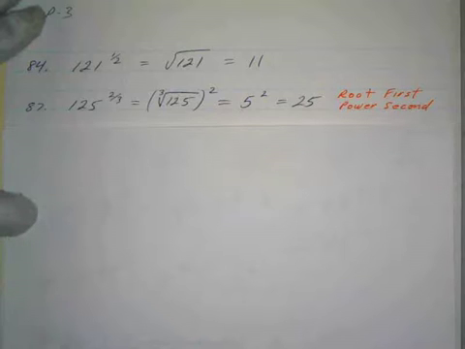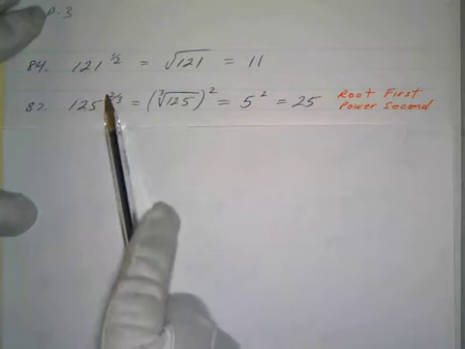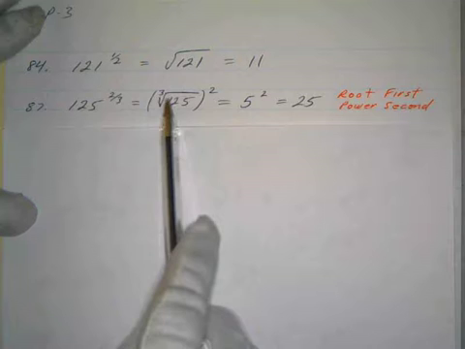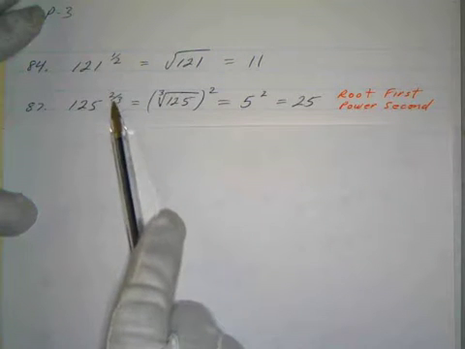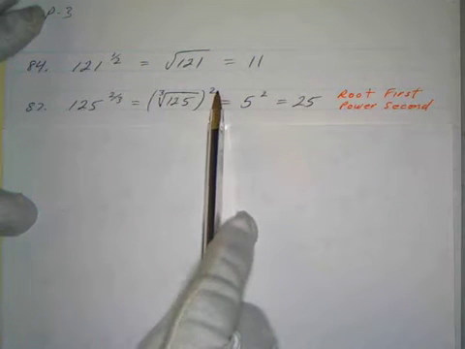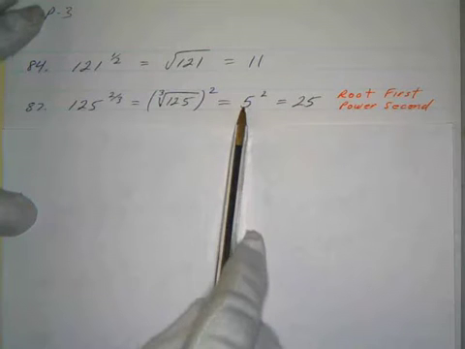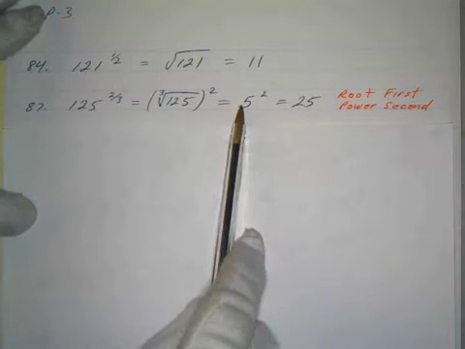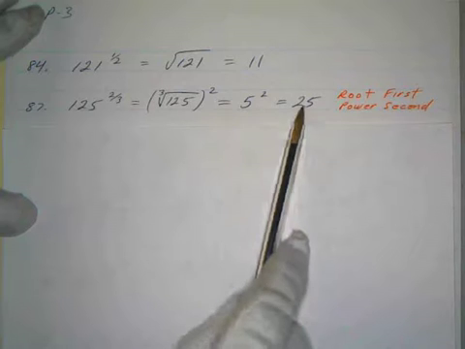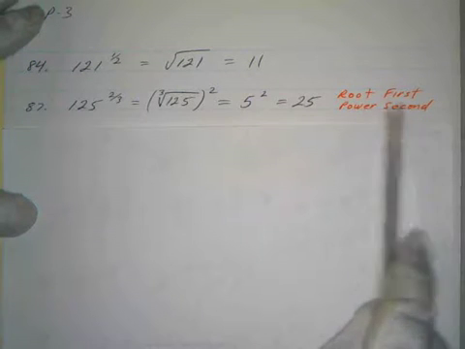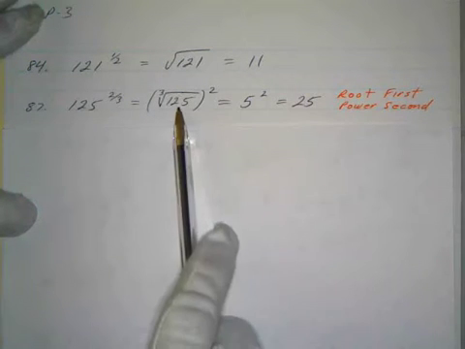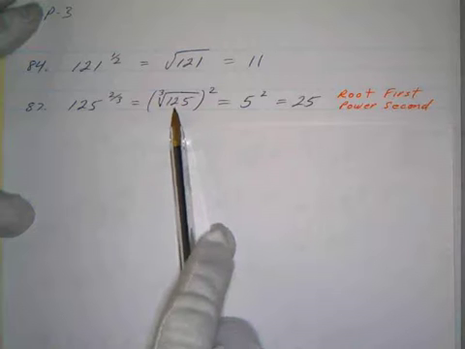Over here, we have 125 to the 2/3, so we could write this as the cube root, where 1/3 is the cube root of 125 squared. And the cube root of 125 is 5, because 5 times 5 times 5 is 125. Then 5 squared is equal to 25. Now remember, we said root first, power second. So we're using basically the theorems or the definitions we were given.